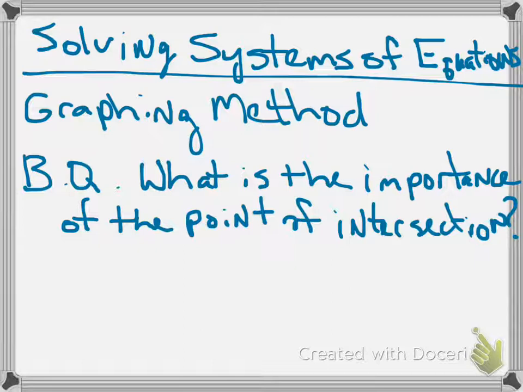That's what we're finding today, and hopefully you can explain to me what that point of intersection means. The way I'm going to show you this is solving by the graphing method by hand, manually. If you want to do it by calculator, I will hopefully get another video up about that later, but that will be like the second day. So we're going to try to do this manually.